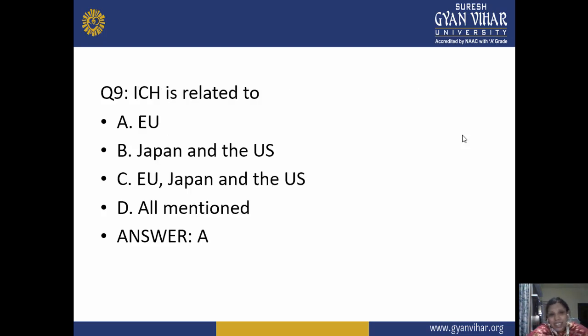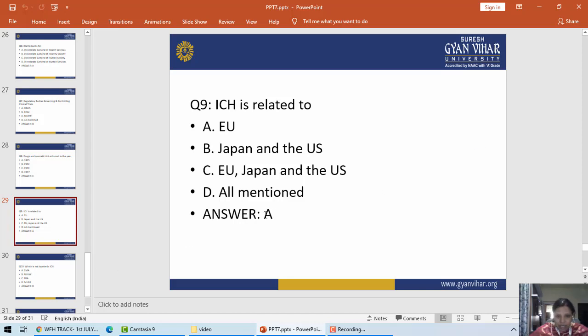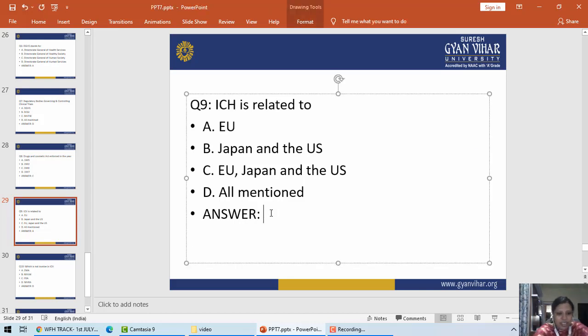Next: ICH is related to which regions? The options include EU, Japan and the US, all mentioned. Answer C is correct, that is EU, Japan and the US. ICH is related to the EU, Japan and the US. Please correct it: the answer C is correct.